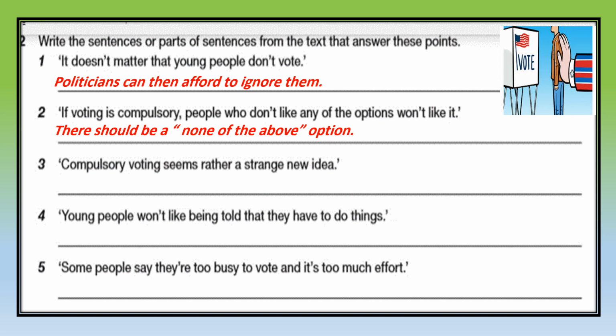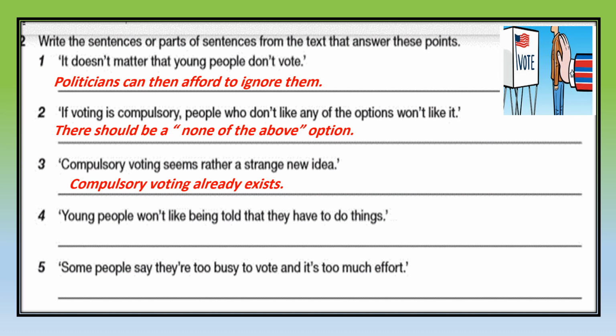Number 3. Compulsory voting seems rather a strange new idea. التصويت الإجباري يبدو أنه فكرة جديدة وغريبة. Compulsory voting already exists in more than 30 countries. التصويت الإجباري بالفعل موجود في أكثر من 30 دولة وهو ليس فكرة غريبة وليست جديدة.